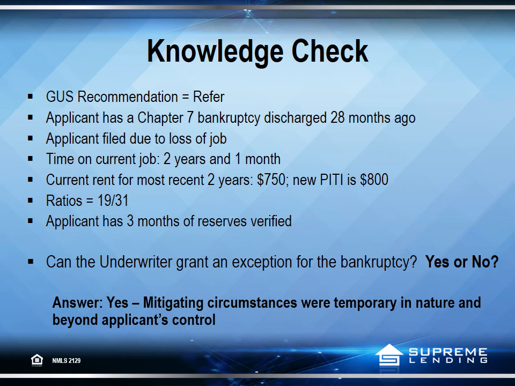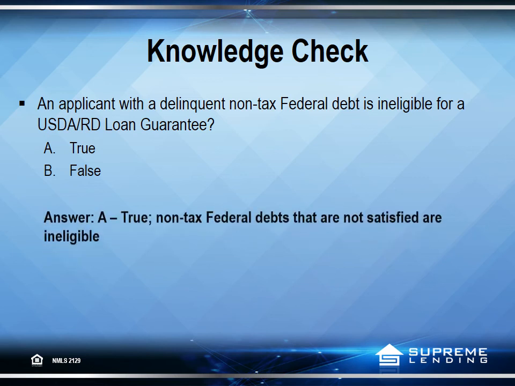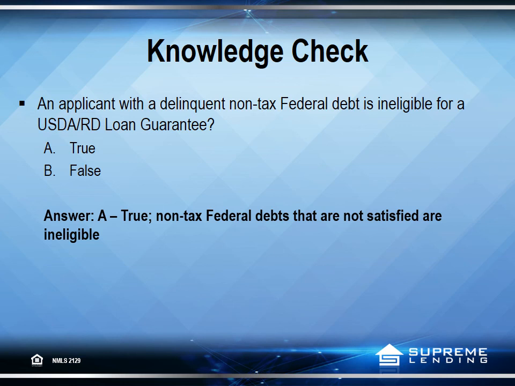Now we'll do another knowledge check. An applicant with a delinquent, non-tax federal debt is ineligible for a USDA Rural Development Loan Guarantee. True or false? The correct answer is true. Non-tax federal debts that are not satisfied are ineligible.